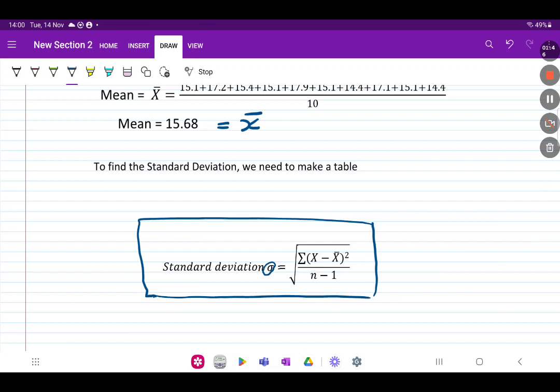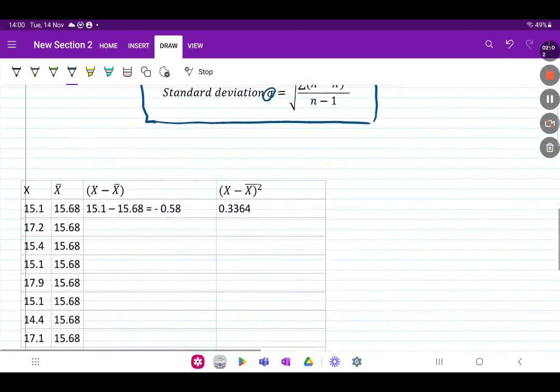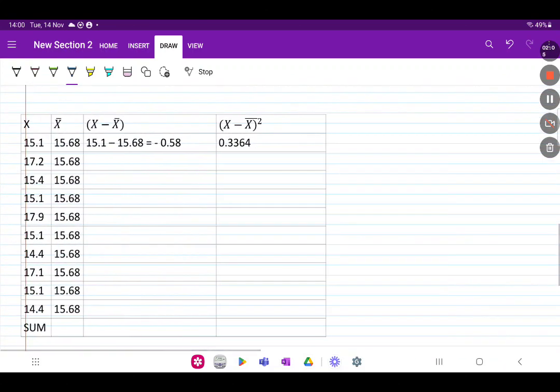So to answer this question, I suggest you make a table with 4 columns, okay? So the first column, I'm gonna call it x, which is the data that is being given, as you can see in this table here. So if you look at the first column, it is letter x, this data is being given. And the second column, I call it x bar, which is the value of the mean that we found out previously. And we have 2 more columns to the right.